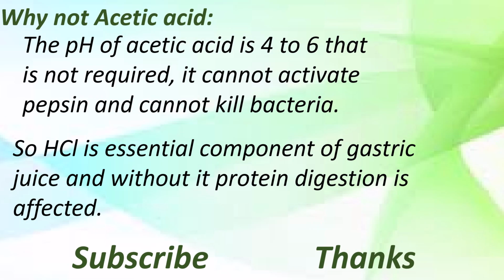Why not acetic acid? I have told you why we not have sulfuric acid or nitric acid in our stomach. Now I will tell you the reason why acetic acid is not present in the stomach. Because the pH of acetic acid is 4 to 6, that is not required. For the digestion of protein in stomach and food in stomach, the pH requirement is 1 to 3. But acetic acid is a very weak acid. It is partially dissociate into aqueous solution. So the pH is 4 to 6, that is not required.